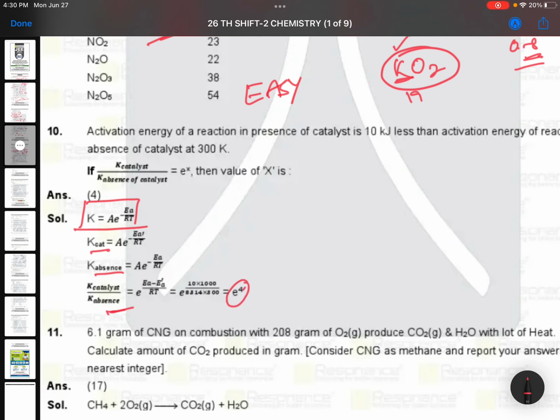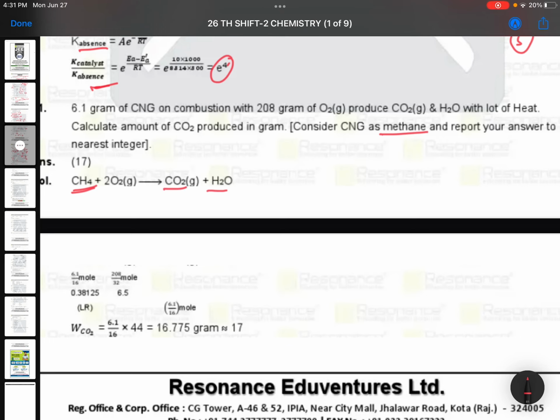6.1 gram of CNG on combustion with 208 gram O2 produces CO2 and H2O with a lot of heat. Calculate the amount of CO2 produced in grams, CNG as methane. So CNG is methane. Done. Methane plus 2O2 gives us CO2 and 2H2O. Very lucky students you are, because you got the same question from methane. Just now we answered one methane question, here also the same question.